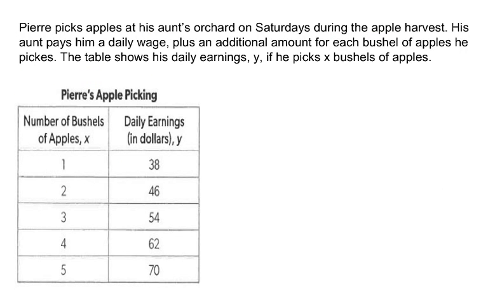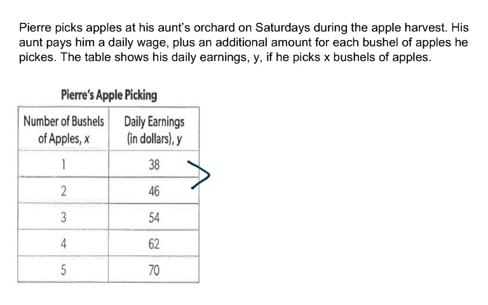Pierre picks apples at his aunt's orchard on Saturdays during the apple harvest. His aunt pays him a daily wage, plus an additional amount for each bushel of apples he picks. The table shows his earnings, y, if he picks x bushels of apples. So as we read through, we don't get any information, so we have to use what we know. The first thing we want to do is find the slope to write an equation in slope-intercept form. Well, we have to remember how we find slope with ordered pairs, and we start checking the constant rate.